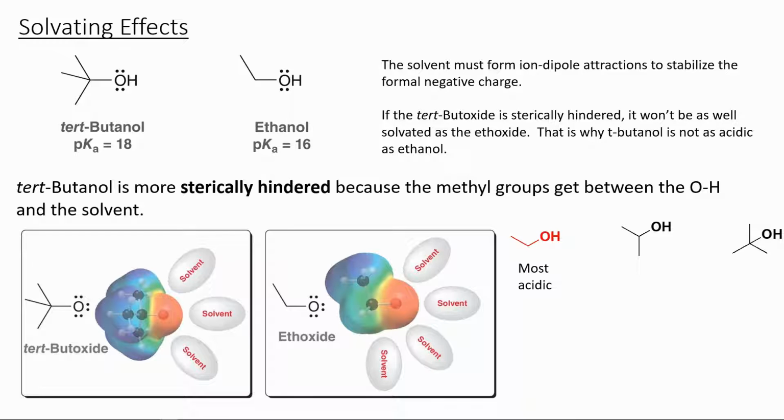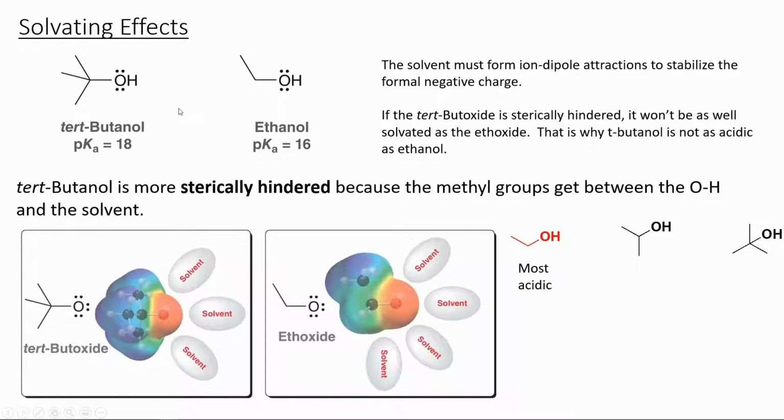Another effect that we need to take into account is sterics. If we look at tert-butanol and compare it to ethoxide, this is the electron density mapping of the molecule. You can see that in red we have our buildup of negative charge. Tert-butoxide is much more sterically hindered. There are 3 bulky methyl groups compared to just 1 bulky methyl group hanging off. And so we'll have less solvent that can be used to stabilize the negative charge on the oxygen.